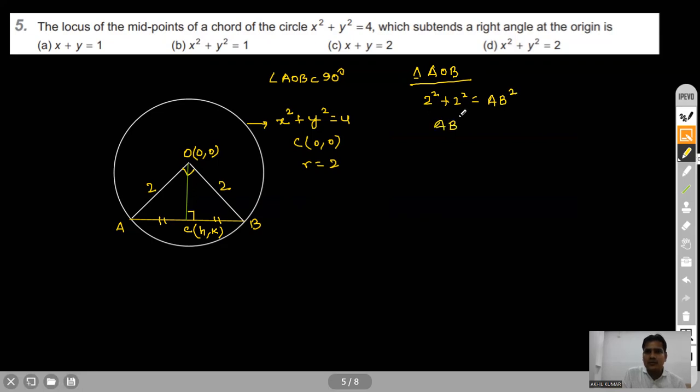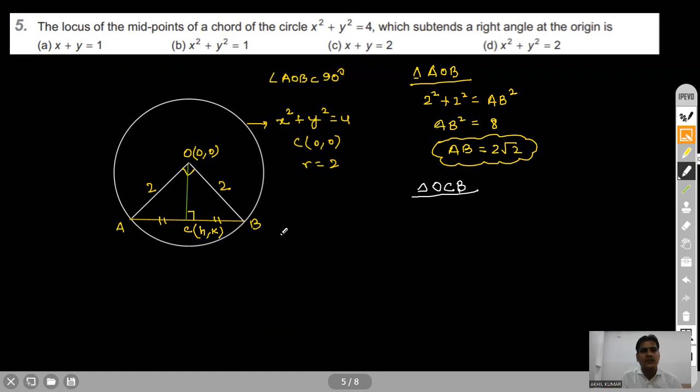So our AB square is equal to 4 plus 4, 8. Or from here we can say AB is equal to 4 into 2, means 2 root 2, right? If you observe in the bigger triangle AOB. Now let's take the smaller triangle. Which triangle? OCB. Let's take triangle OCB. I'm taking triangle OCB.